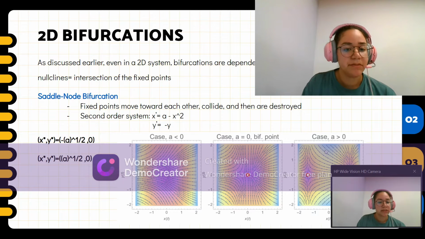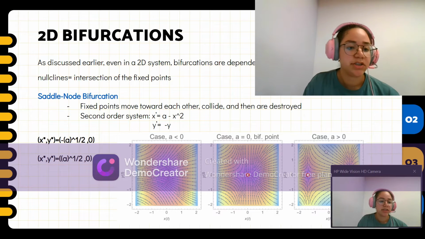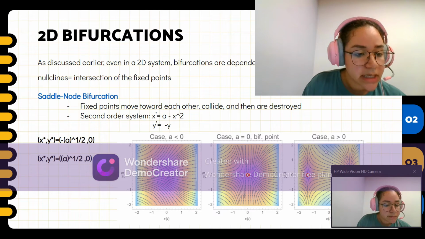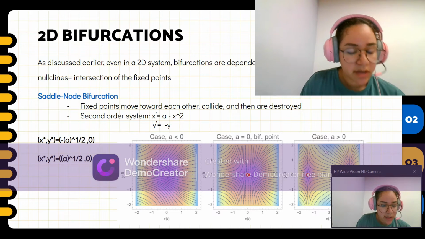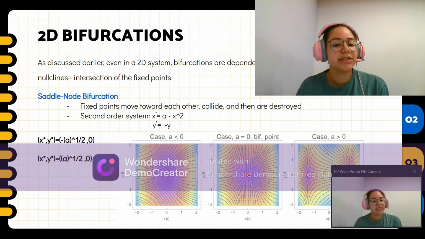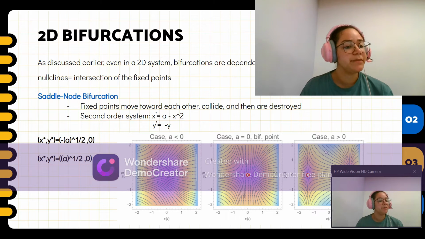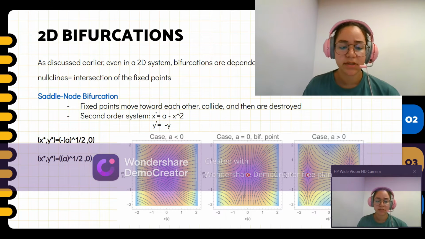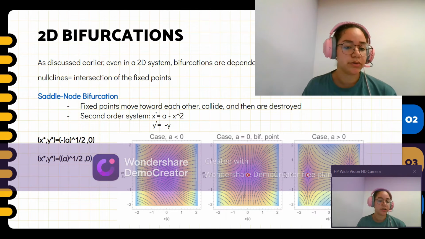Instead of a 1D system with one function, now we're going to have two, like f of x, y and g of x, y. Another important definition is nullclines, the intersection of the fixed points. Now we're going to go with what we've seen earlier. For a saddle node bifurcation, the fixed points move toward each other, collide, and then are destroyed.